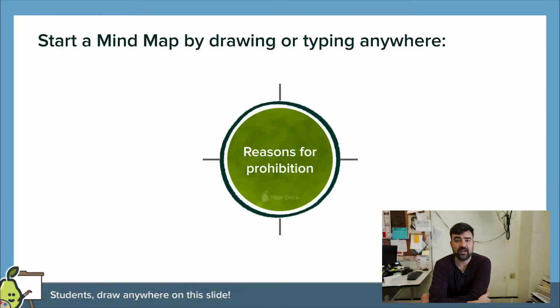So, the first thing you got to do, you should have opened your Pear Deck slide if you're in my class. It's part of this. You've got to answer this mind map. I want you to start a mind map by drawing or typing anywhere. The reasons for Prohibition. So literally what you'll do is put a box and tell me what Prohibition reason in this one, this one, this one, this one. You're basically putting all 4 reasons for Prohibition on this mind map.